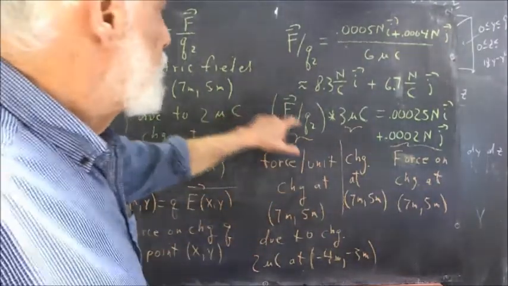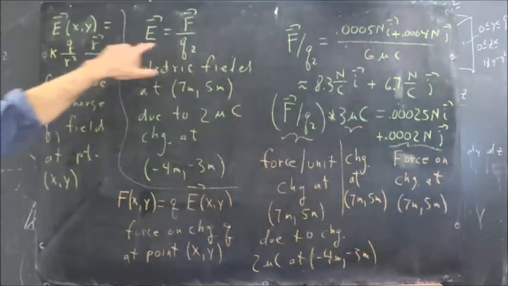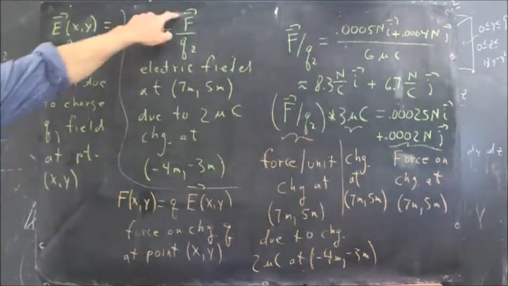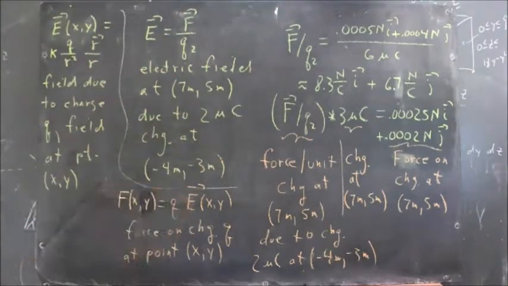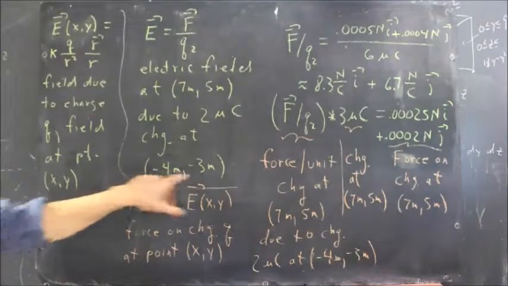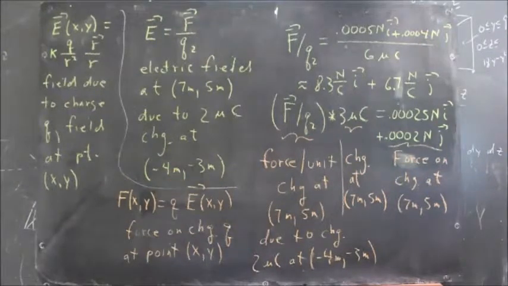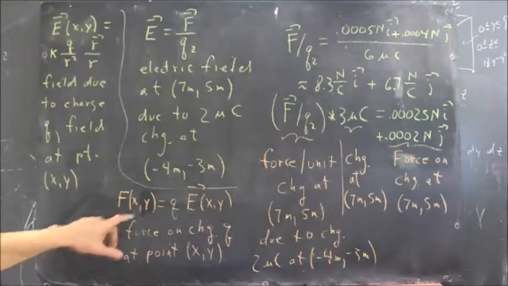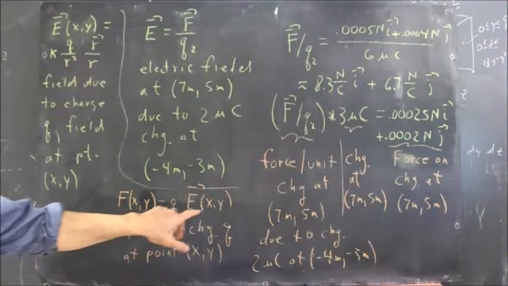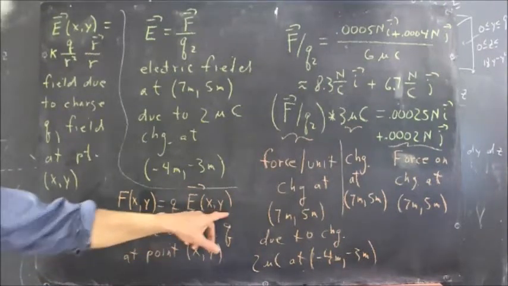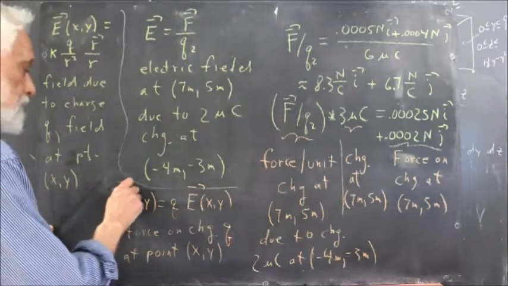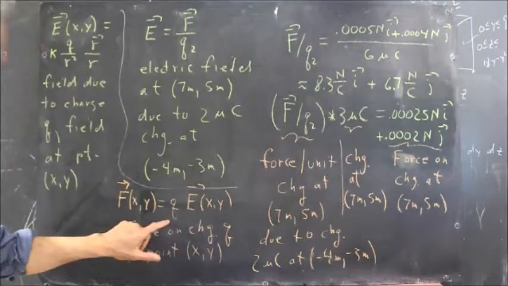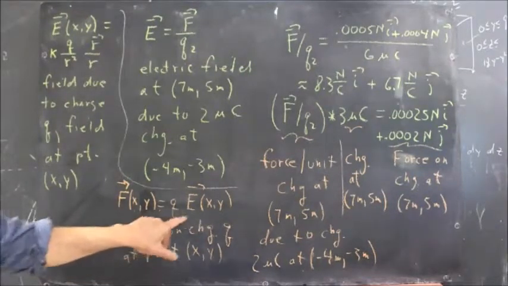Okay, so this F over Q2 thing we call the electric field. E equals F over Q2. It's the electric field at this point due to this charge located at this point. Okay, so in general, we're going to say F of xy equals Q times E of xy, where E of xy is the electric field at point xy. F of xy is the force felt by the charge Q. We multiply Q times E.